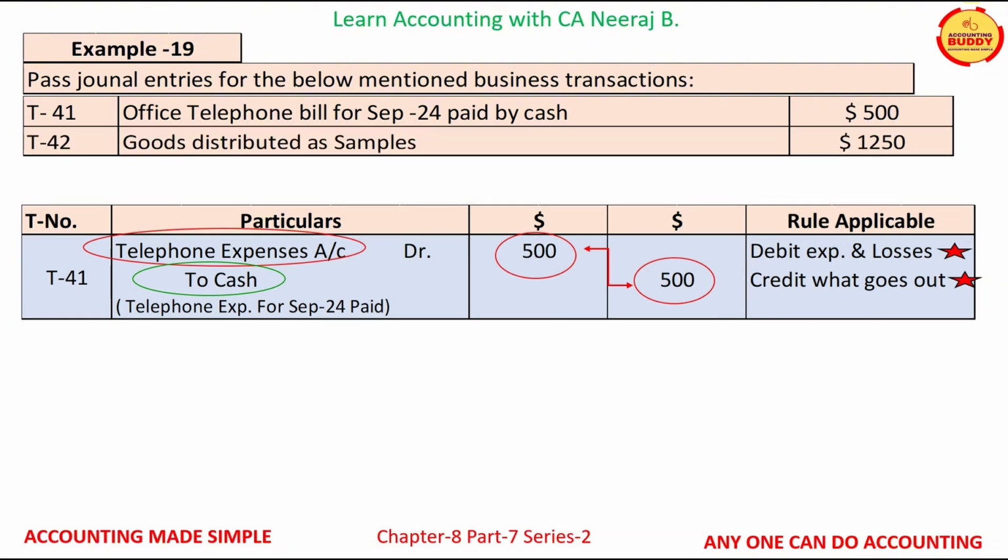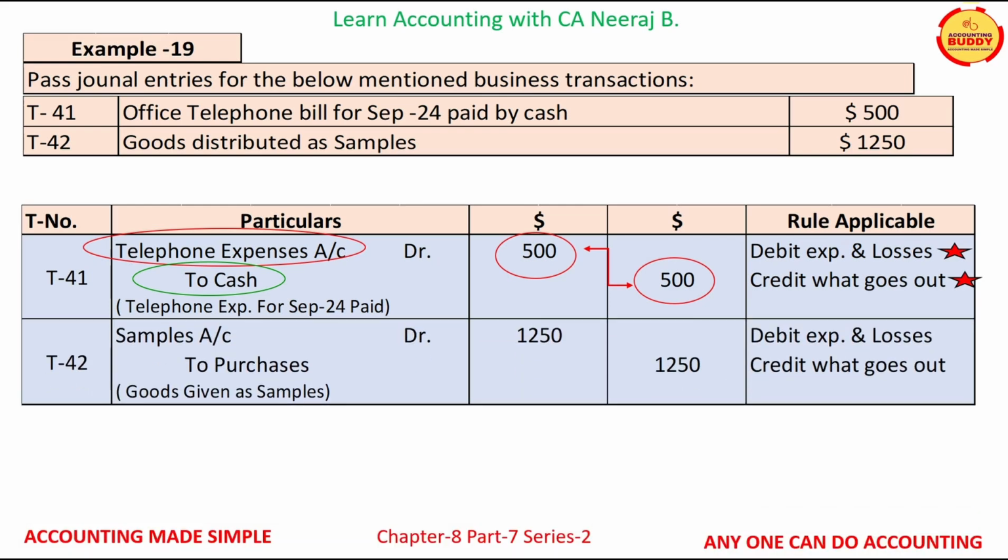Transaction T42 is goods costing $1,250 distributed as samples. Distribution of goods as samples means it is not a sale. They are distributed free of cost as samples to promote sales. The two accounts which are affected are sample account and purchase account.